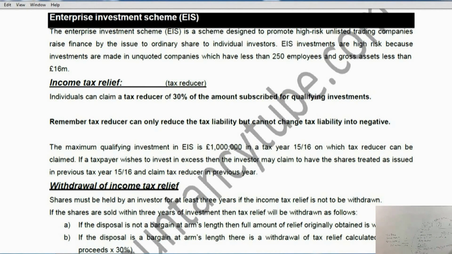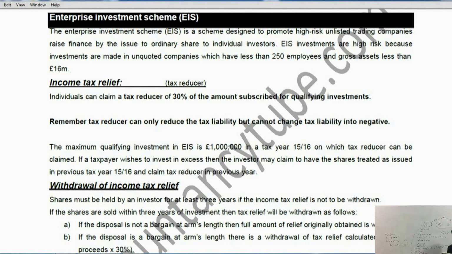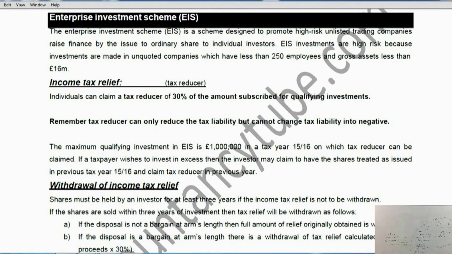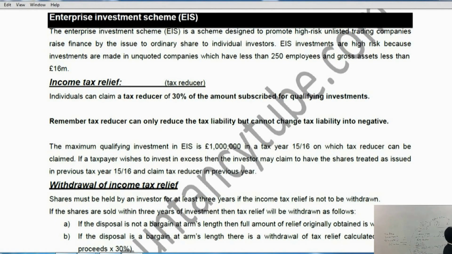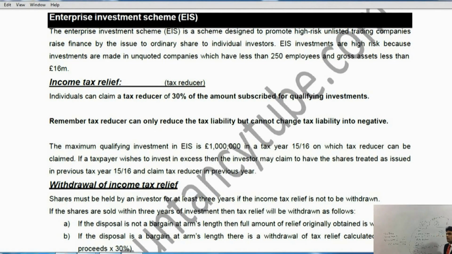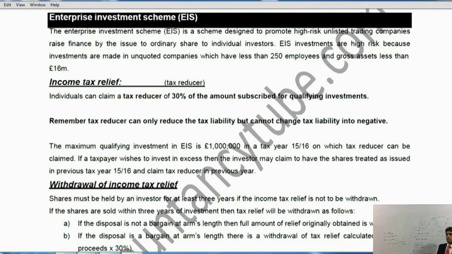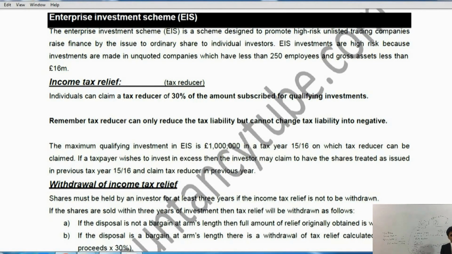All right. After that, it says the maximum qualifying investment in EIS is £1 million. I did not show you here. So maximum you can invest is £1 million. You cannot go and invest and then keep investing in EIS in order to get the tax reducers. The maximum you can invest is £1 million in a tax year 15-16. Alright, that is for our current year. However, what you can do is, if you want to invest more than £1 million, then the investment that you invest more than £1 million will be treated as invested in the previous tax years.